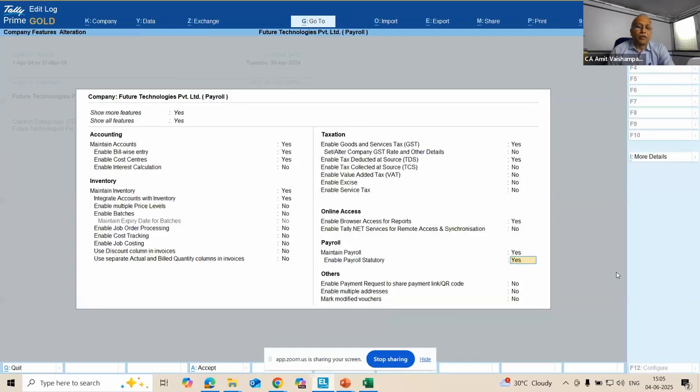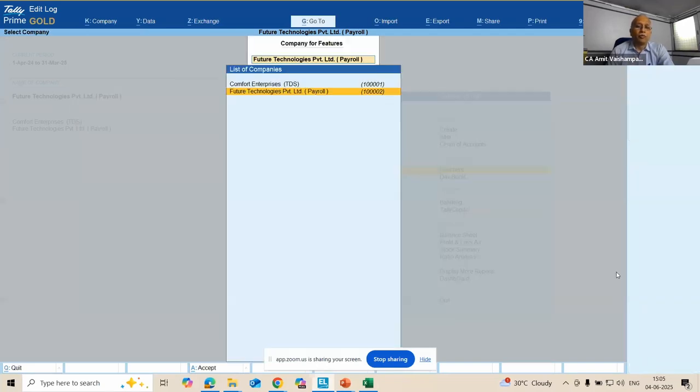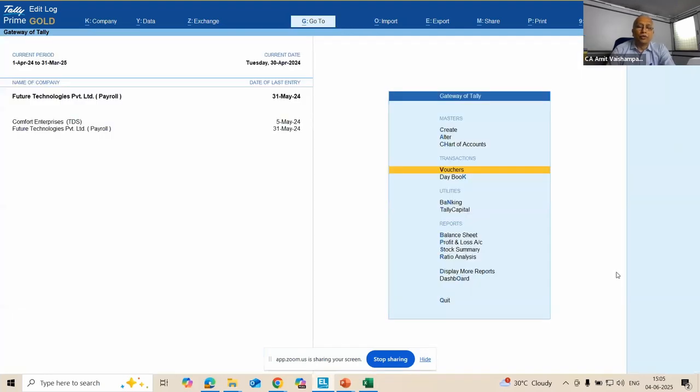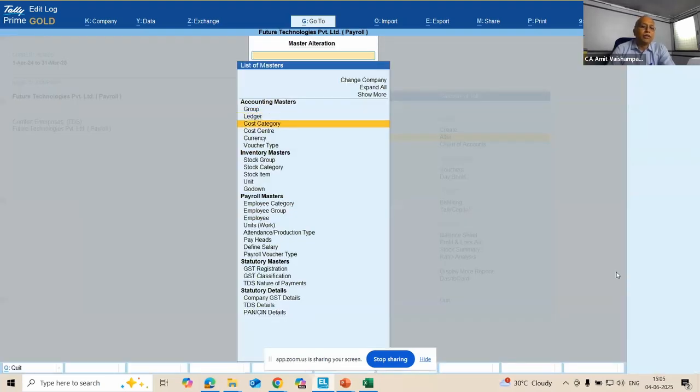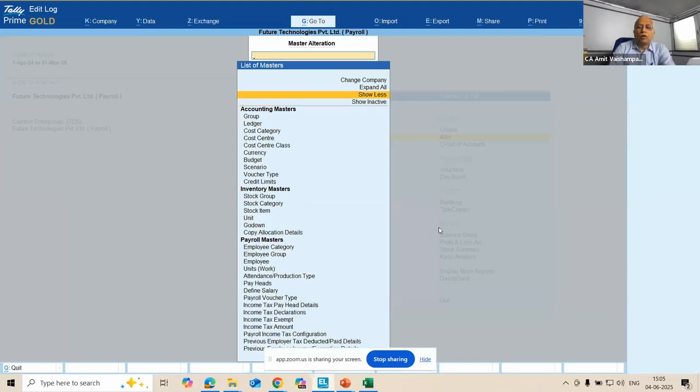Once that configuration is done, your life would be far easier as you get into this payroll, and then you are required to do the setup of payroll. You can see this payroll masters, and you can see all the payroll masters that are there as a part of income tax.